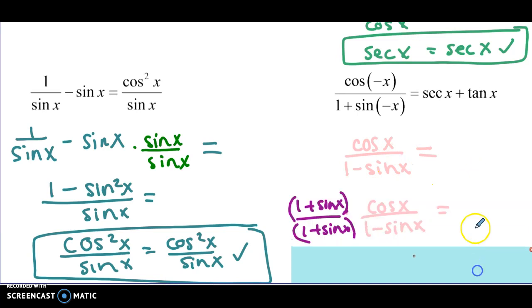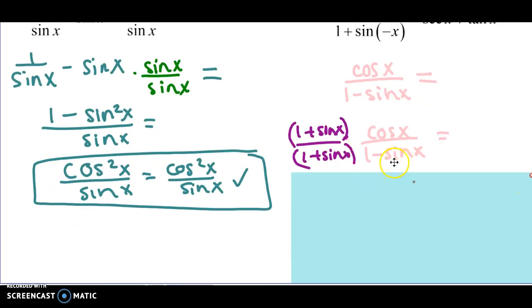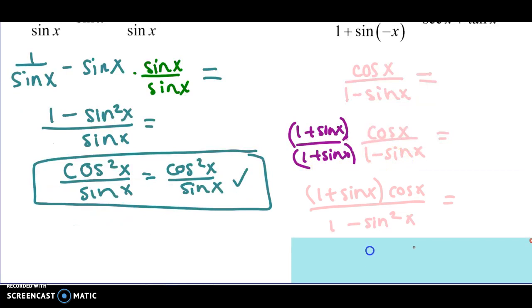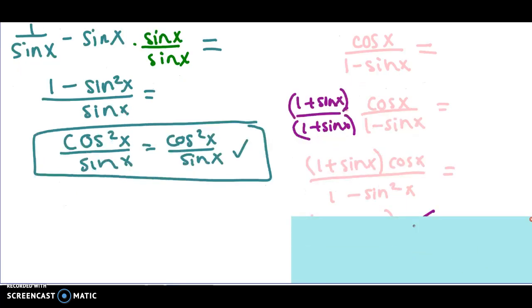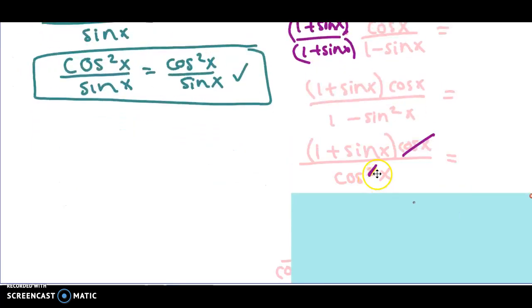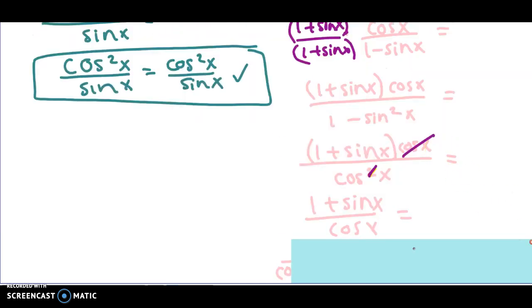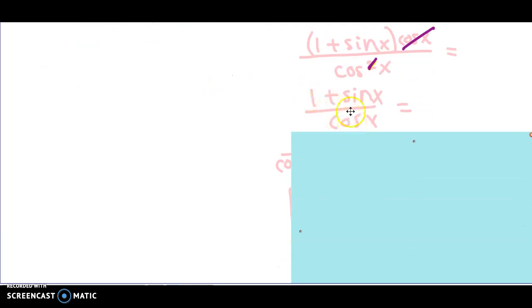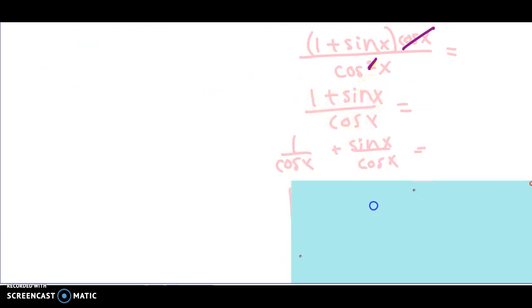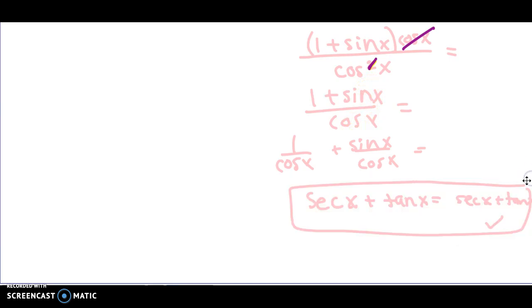Next up, you'll see in my work, I multiplied by the conjugate of my denominator. When I do that, I multiply this out in the denominator, which is helpful. That 1 minus sine squared of x is cosine squared of x, which allows me to cancel things. Now I have 1 plus sine of x all over cosine. If I split that up into two terms, I get 1 over cosine of x plus sine of x over cosine of x, which is secant of x plus tangent of x. Done.